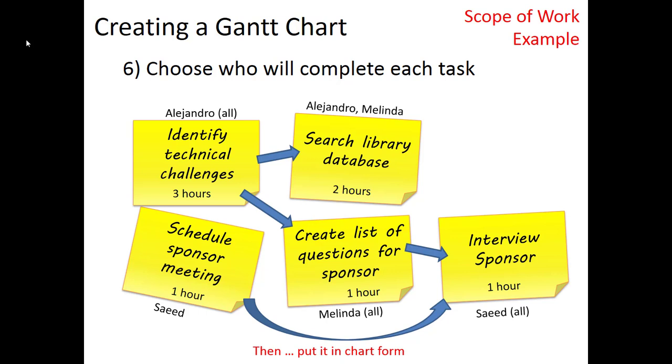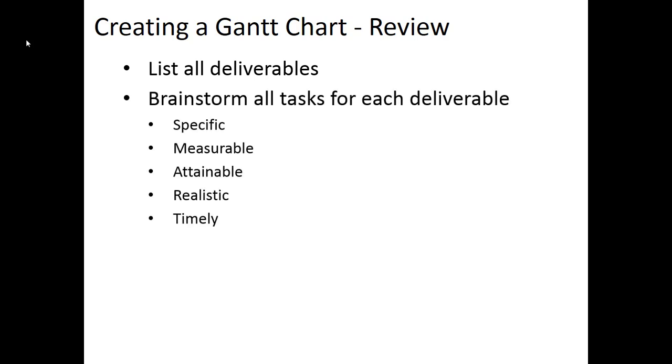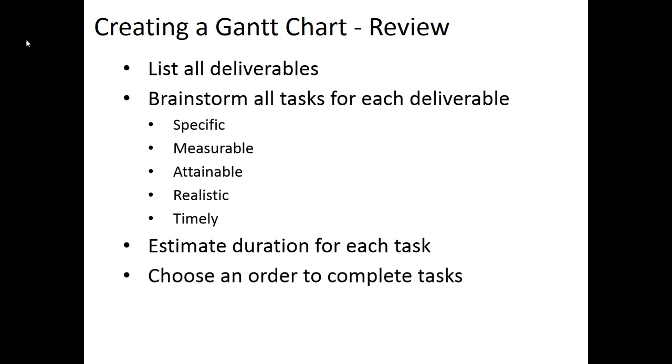Let me just take a moment to summarize what we talked about. So when you are creating a Gantt chart, you want to start out by listing your milestones and deliverables. Once you have those, for every deliverable, you want to determine what the tasks are that have to be completed. Once you have a task, you then question whether it is SMART. In other words, is it specific, measurable, attainable, realistic, and timely? After you've got the tasks, you want to estimate the duration for each of those, then choose what order you think they should occur in.